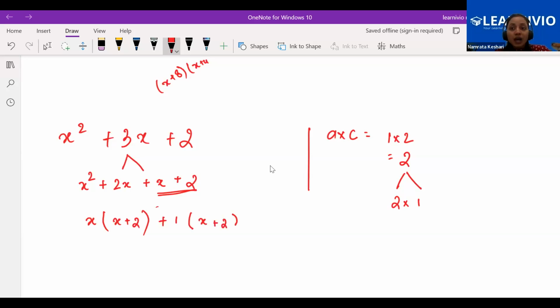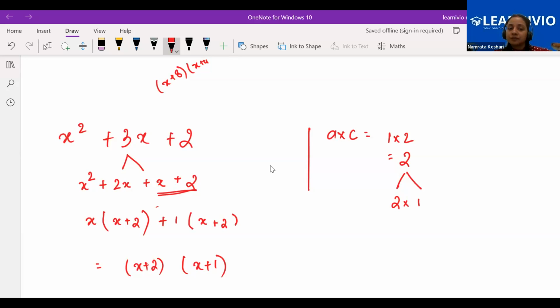Now, Ayan, you tell me, are we on the right track? Yes, ma'am. We are on the right track because both the brackets so far are the same. Now the next step, what will we be having, Ayan? x plus 2 and x plus 1. And we are done. Where did you face a problem? You have only told me all the steps and I have written over here. Have you tried, Ayan? Yes, ma'am. So where did you face difficulty?